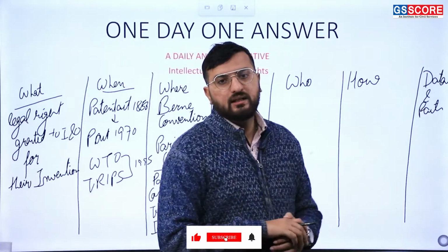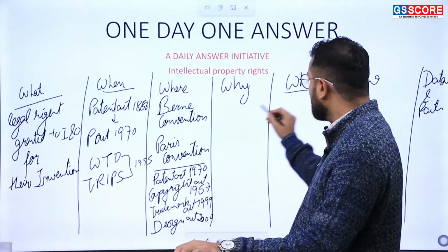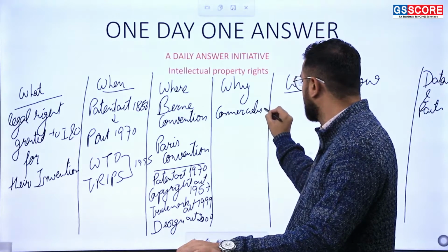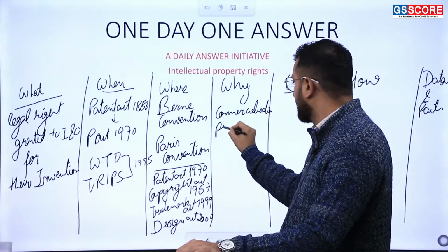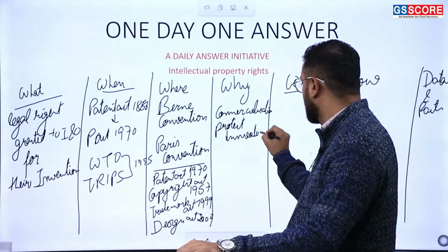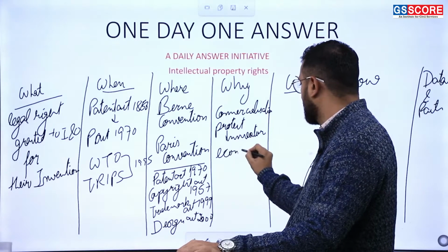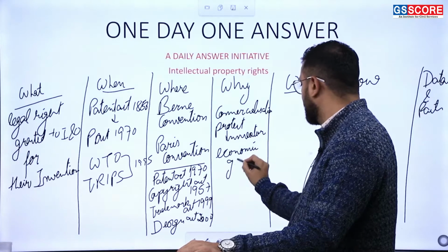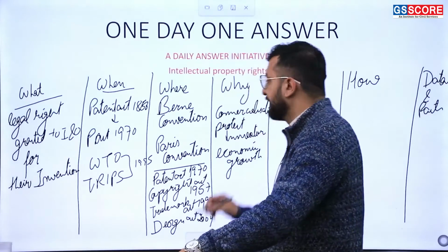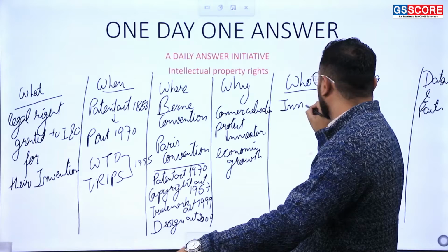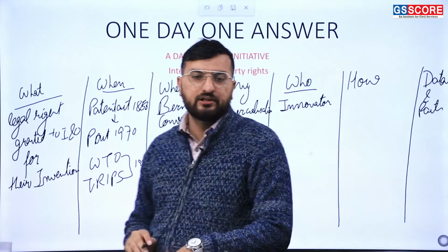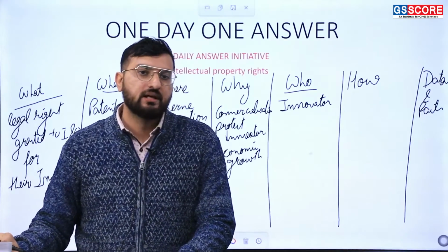Now, who will get the benefit of IPR? So it will be for commercialization, protect innovator, economic growth. You can read. Who are the people who are getting the benefit of this IPR? Innovators are there, and creators are there. It will encourage them to do more innovation as their innovation is being protected.